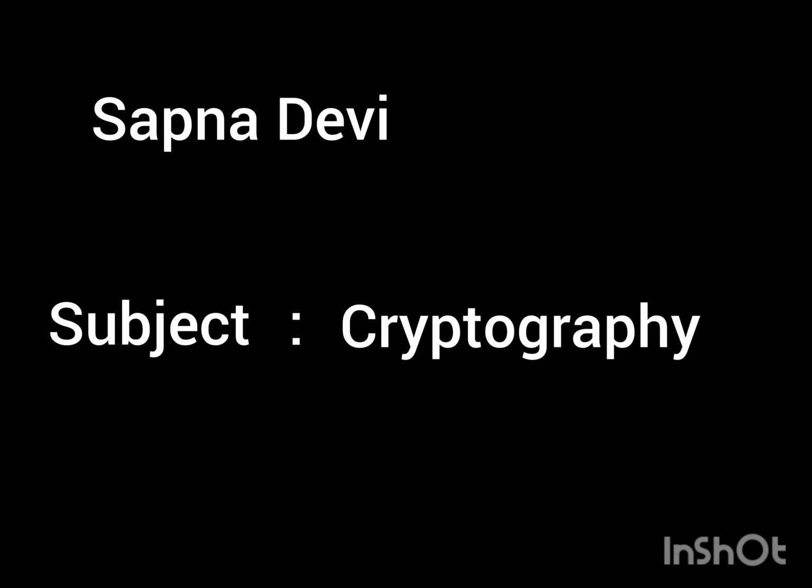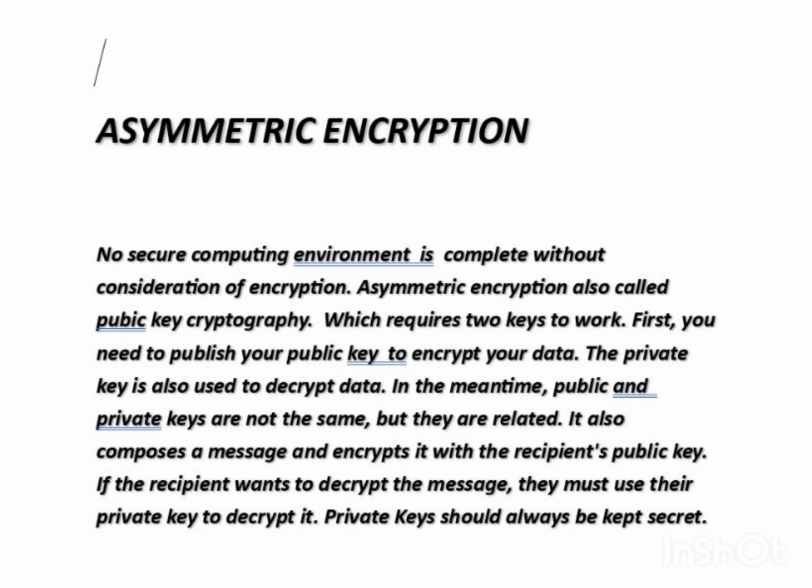So, a computing environment is totally incomplete without encryption. Basically, encryption has two types. First one is symmetric encryption, and second one is asymmetric encryption. So, today we'll talk about asymmetric encryption, which is also known as public key encryption.